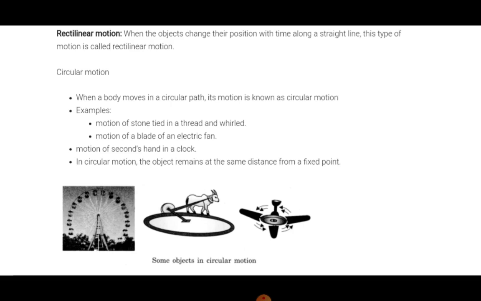The first is the rectilinear motion. Now, see, when the objects change their position with time along a straight line, when they are moving in a straight line and they are changing their position with the time, this type of motion is rectilinear motion.